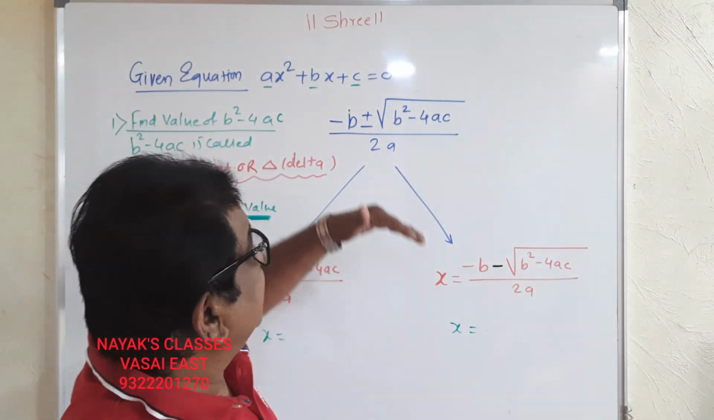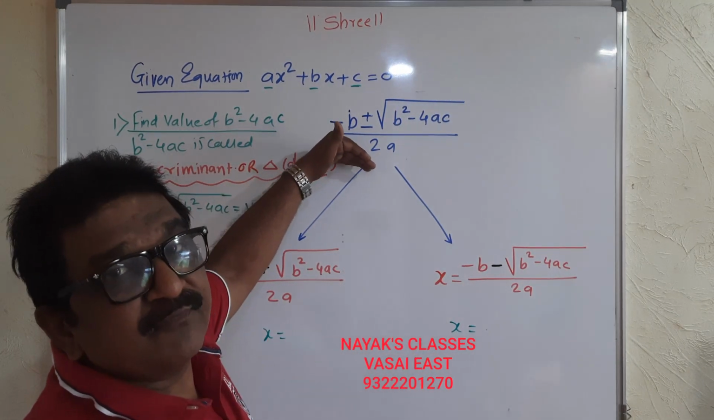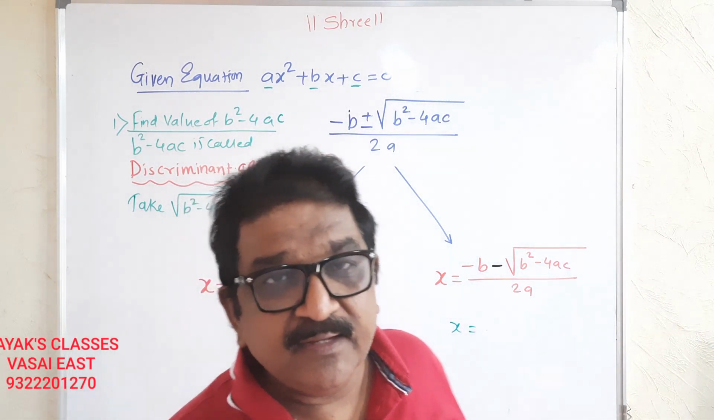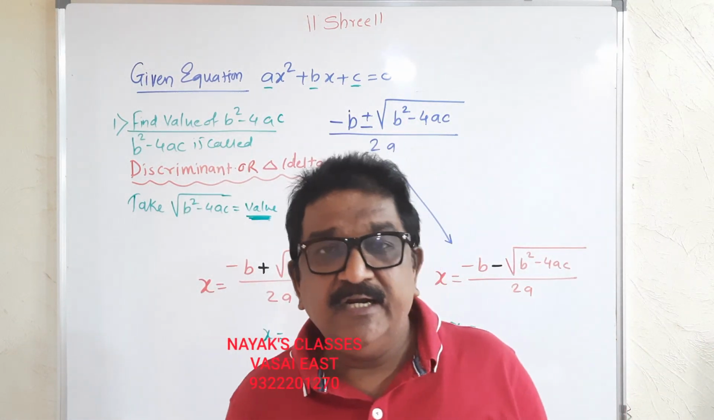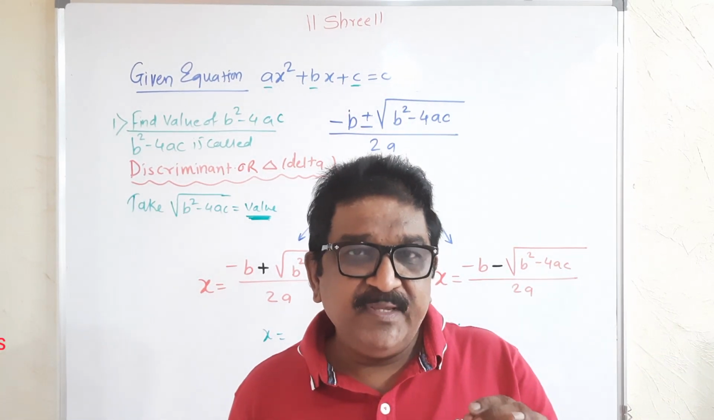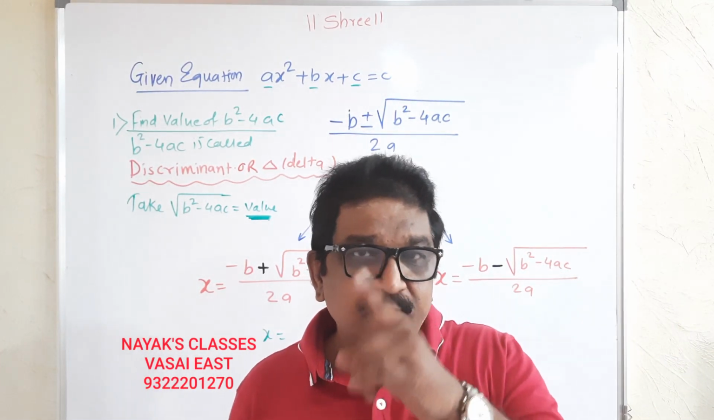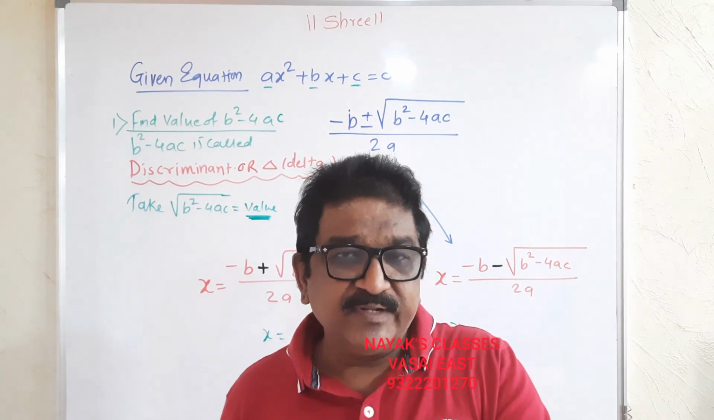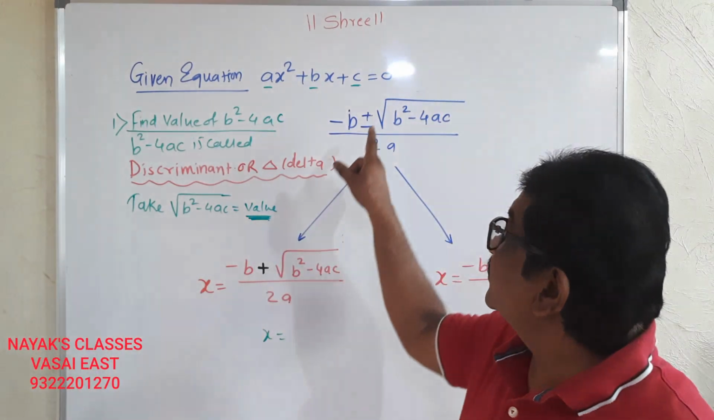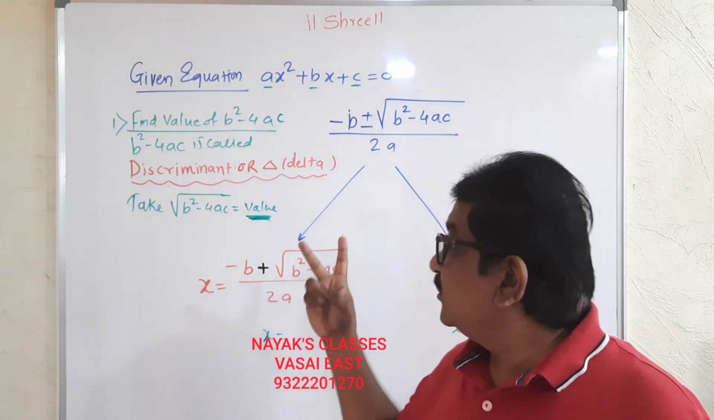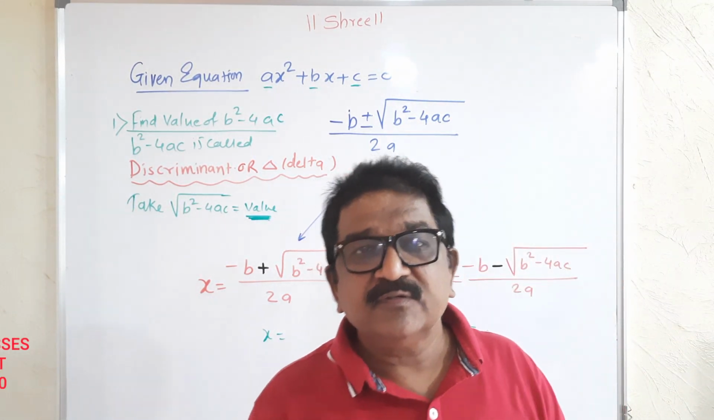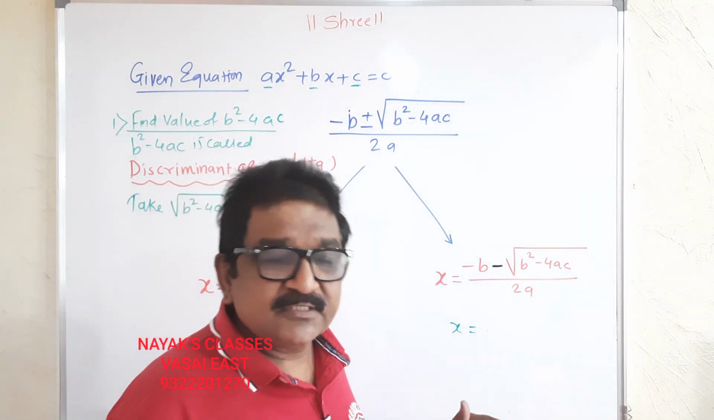After that, the main formula. This is the main formula of finding the roots. x is equal to minus b plus minus under root b square minus 4ac upon 2a. This is a mixed formula. Plus and minus both are mixed there. So to get two values, we have separated the plus minus sign.